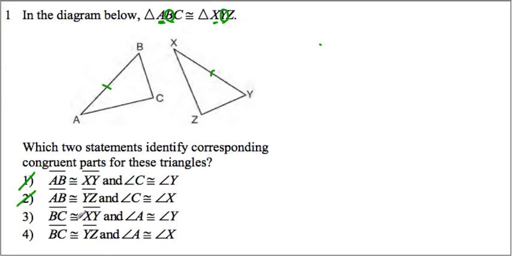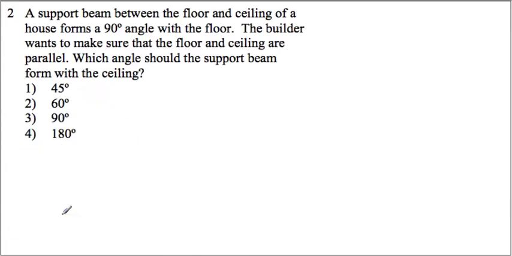XY has to be corresponding to AB, not BC, so this one should be out. Then it seems to be the last one supposed to be the answer. Let's look at it. BC, which is this line segment, is corresponding to YZ, and when you look at that, those are the last two letters, and angle A and then angle X. That's right, so therefore our answer is supposed to be choice 4.